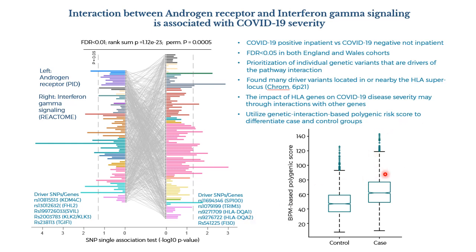We can also use a genetic interaction-based polygenic score to differentiate case and control groups. These two box plots show that for this between-pathway interaction, if we summarize the genetic interaction scores for each individual, then we can see the case group has a much higher polygenic score than the control group. So we can use this to build a predictive model for COVID-19.